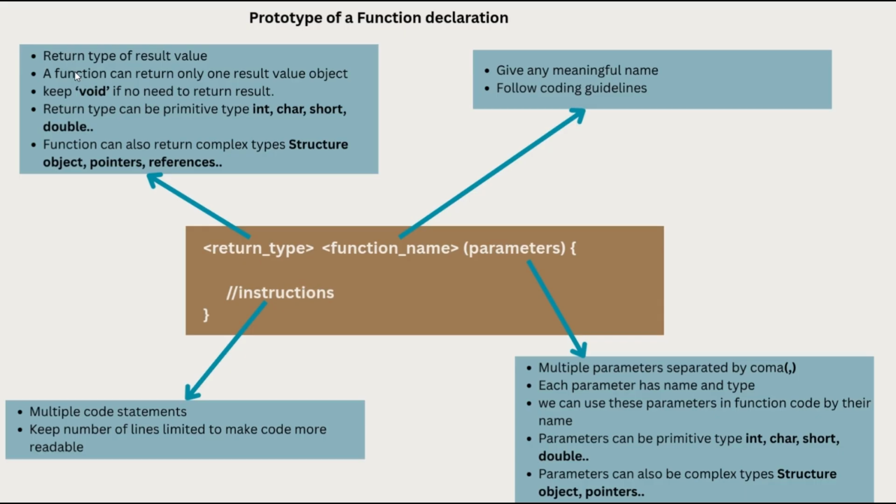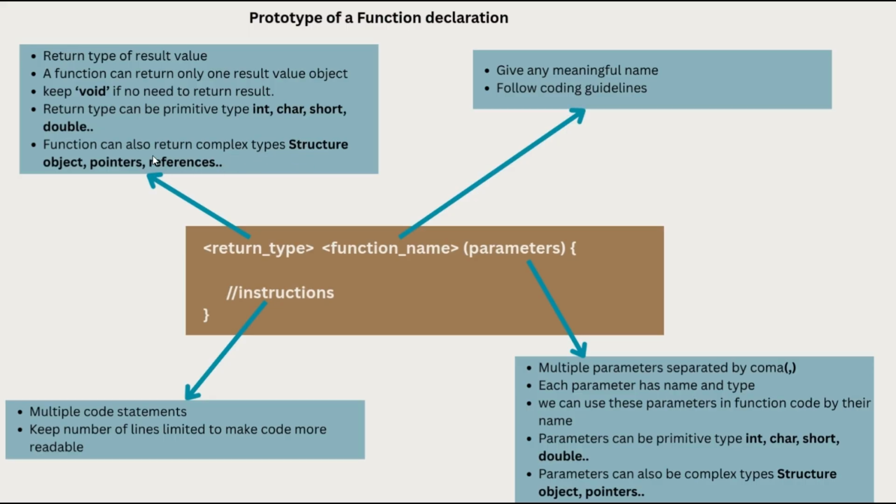So first let's see the return type. The return type is the result which you will return. In C, or any programming language, you can return only one result object. You cannot return multiple objects, only one. But you can pass any number of parameters, while the return type is only one. If you don't want to return anything, you just keep it as void. The keyword void tells the compiler that you don't want to return anything. For the return type, you can return an integer, character, short, like primitive types, and you can also return structures, pointers, references.